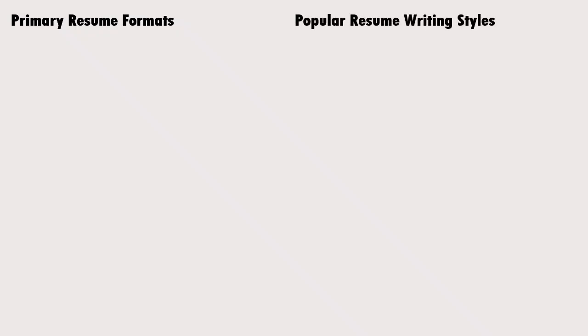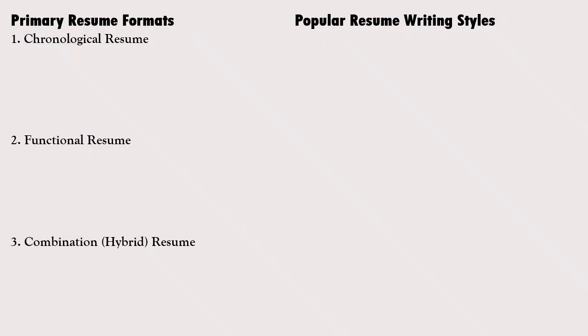So depending on the type, the country where you are applying, the different kinds of formats we need to choose. If you want to see the various kinds of formats, there are mainly two kinds. One is the primary resume formats and the other is the popular resume writing styles. Primary, as I told you, there are three important styles of writing a resume. One is chronological or reverse chronological resume. The second one is the functional resume. The third one is the combined or hybrid resume.